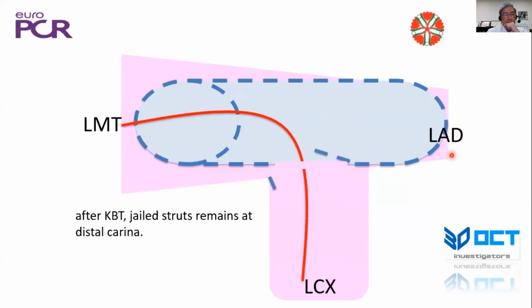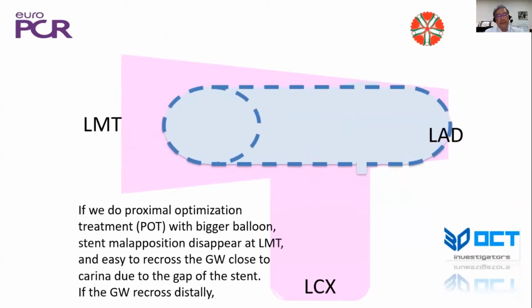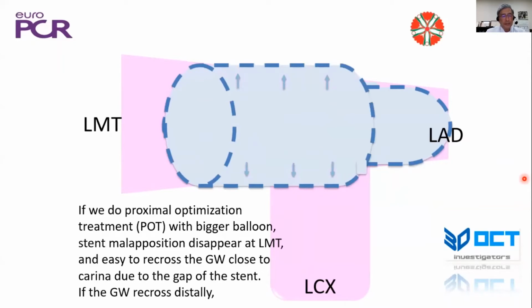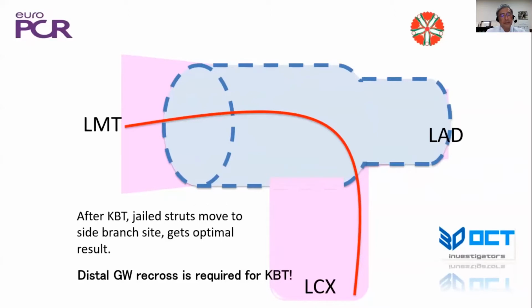after KBT, the jail strut remains as a distal carina. If we do proximal optimization treatment, POT, with a bigger balloon, the stent malapposition disappears at LMT and it is easy to recross the guidewire across the carina due to the gap of the stent. If the guidewire recrosses distally, after KBT, the jail strut moves to the side branch side and we get an optimal result. Distal guidewire recross is required for optimal KBT.